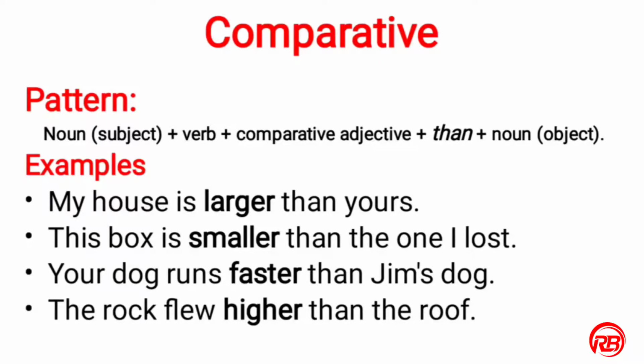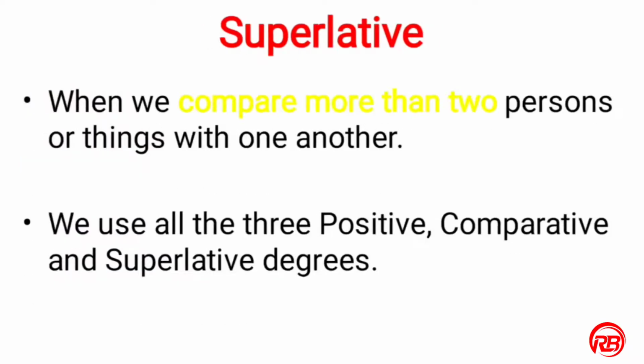Here they have given two nouns. One noun is a subject and another noun is an object. Then they give a comparison between those two nouns. That is comparative adjective. Which one is better? It is better than the other. Likewise. And the final one is superlative adjective, superlative degree. When we compare more than two persons or things with another.